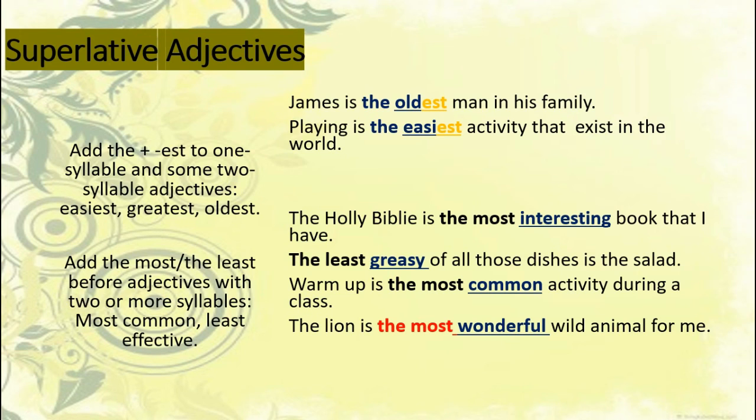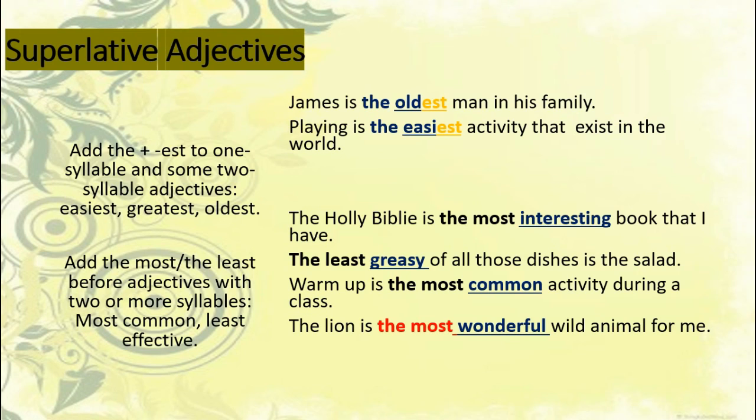Can you see? So the second rule is add the most or the least before adjectives with two or more syllables. Most common, least effective. Examples: the Holy Bible is the most interesting book that I have. In this case, I write the most before the adjective. This adjective has more than two syllables. For that reason, we add the most.